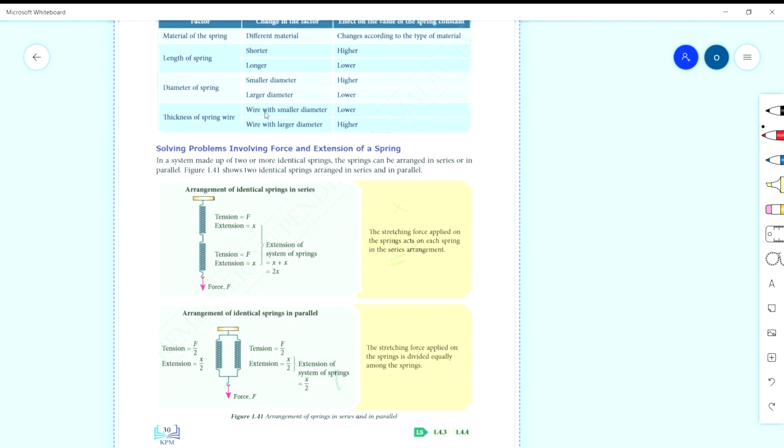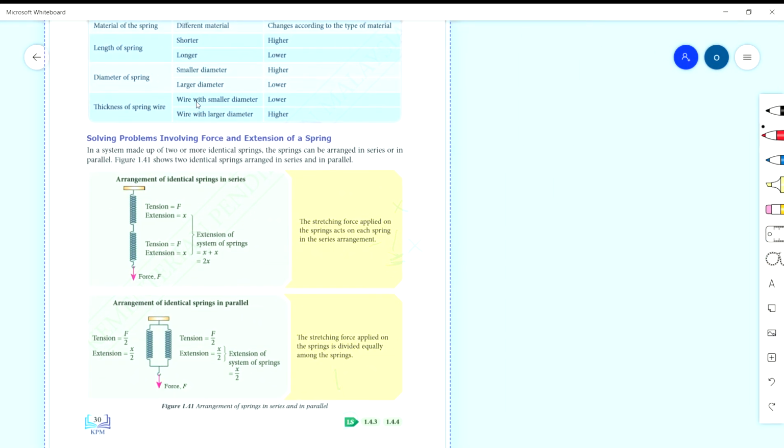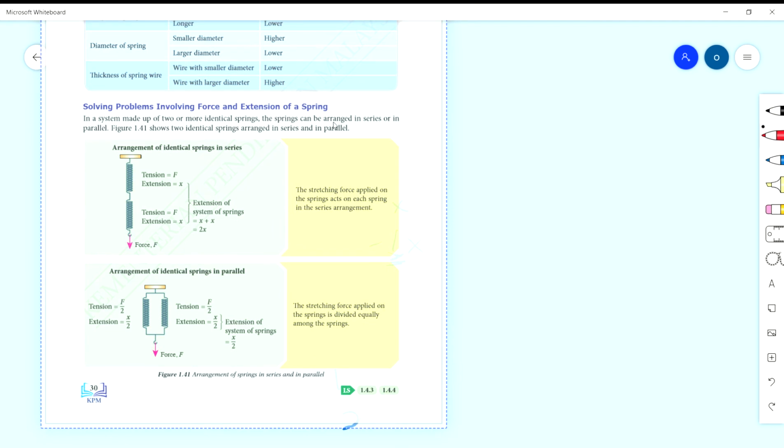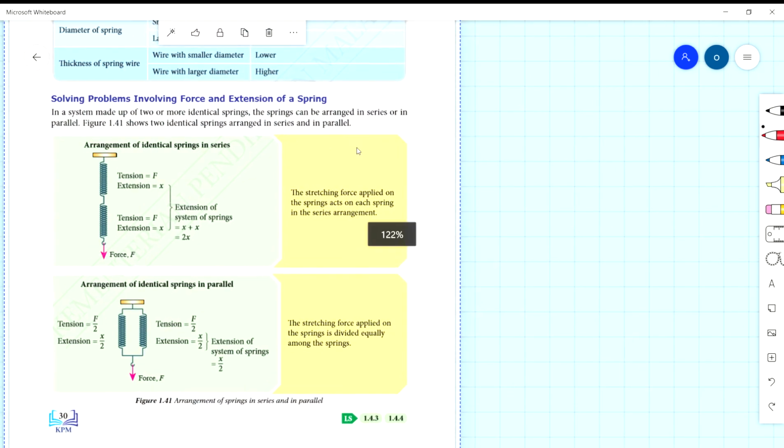Okay, we go to the main part, which is solving problem involving force and extension of the spring. Okay, this is quite popular question. Okay, this one you have to understand. Solving problem involving force. Okay, kita ada dua jenis sambungan spring. Okay, first what we call parallel connection. Okay, parallel connection, this one, and series connection. Okay, kena tahu bezakan dulu lah. Okay, this one we call series connection.